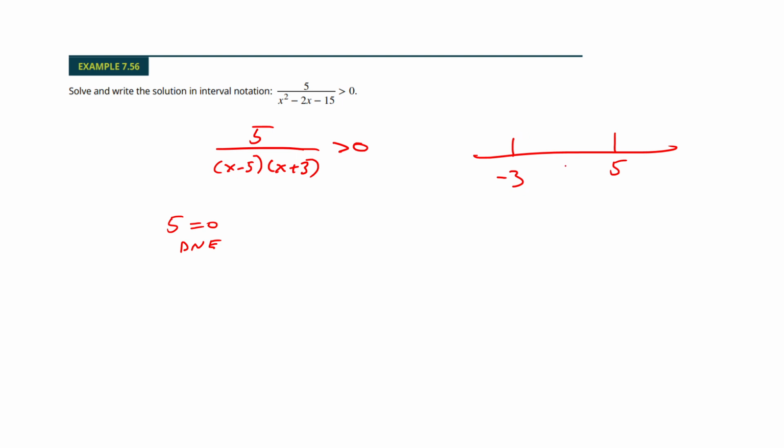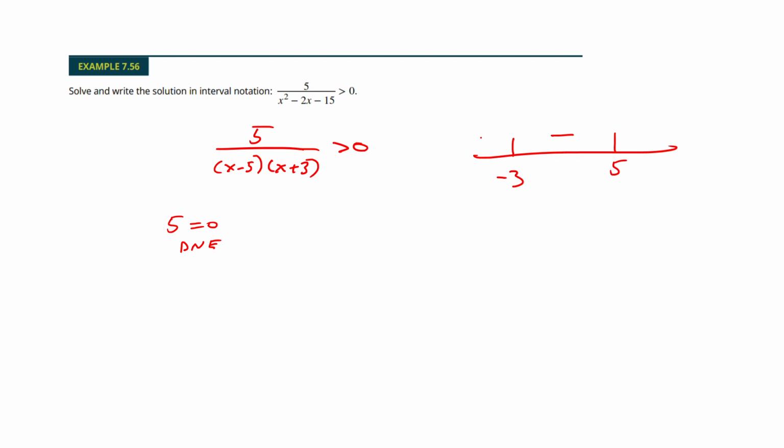Now let's pick some numbers. If I pick 0, I'm going to get 5 over negative 15, which is a negative. Let's pick negative 5. This is a little weird. I get 25 plus 10.